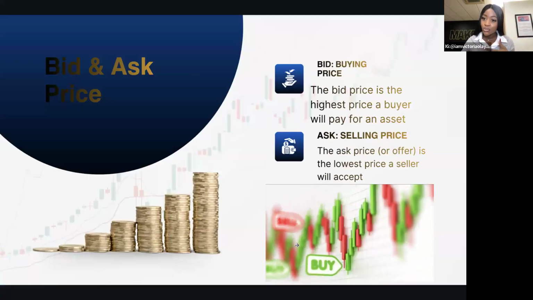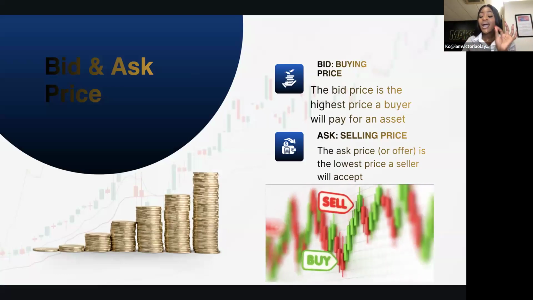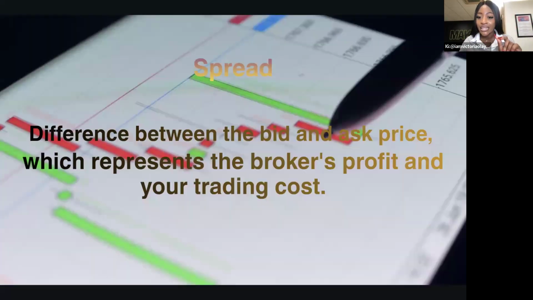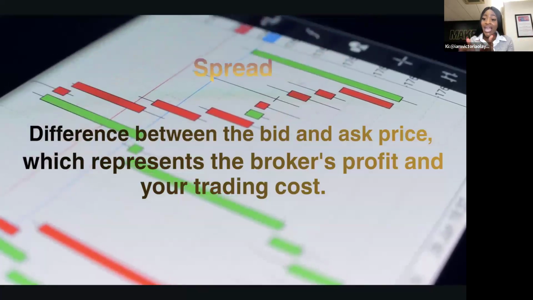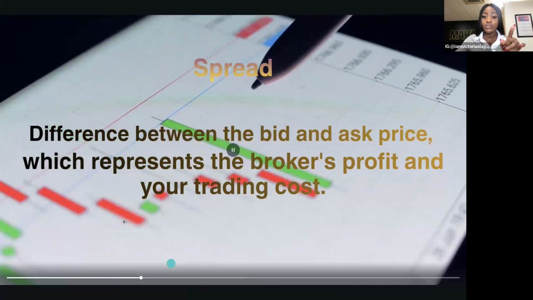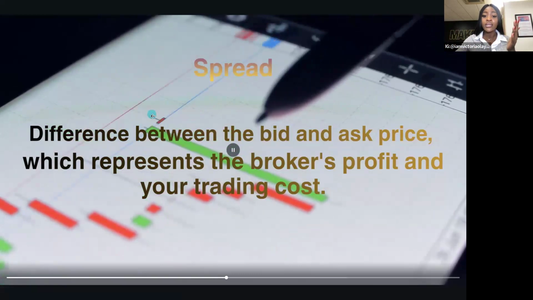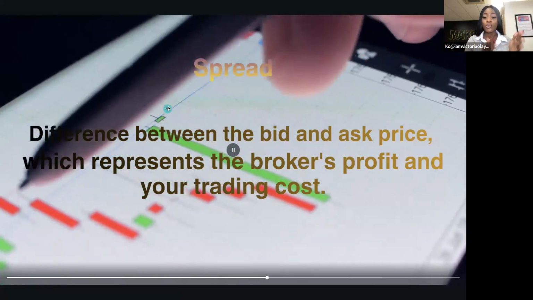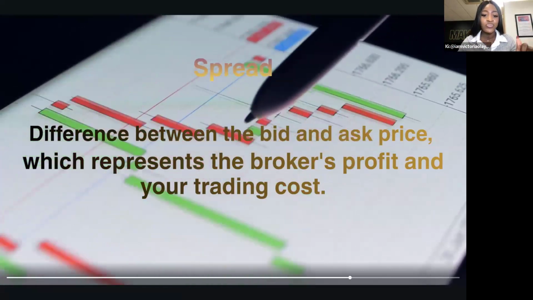Bid and ask price. Bid simply means buying price. The bid price is the highest price a buyer will pay for an asset. Ask price, selling price. The ask price is the lowest price a seller will accept. Spread. Spread simply means the difference between the bid and ask price. As you can see in the background of the video, see the space in between those two lines moving, the red and the blue line. The space in between is actually your spread, and that is how the brokers actually make their profit.